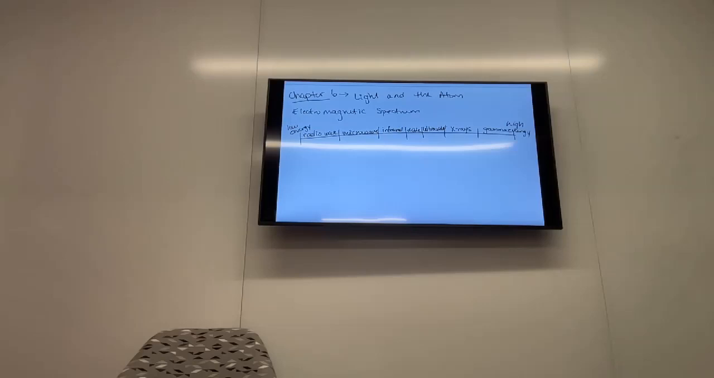Okay, that's just good to know so that you know which one's going to be higher or lower in energy. Your lowest energy is going to be radio wave and your highest energy is going to be gamma rays. Someone have a question? Is there a phrase to remember that?